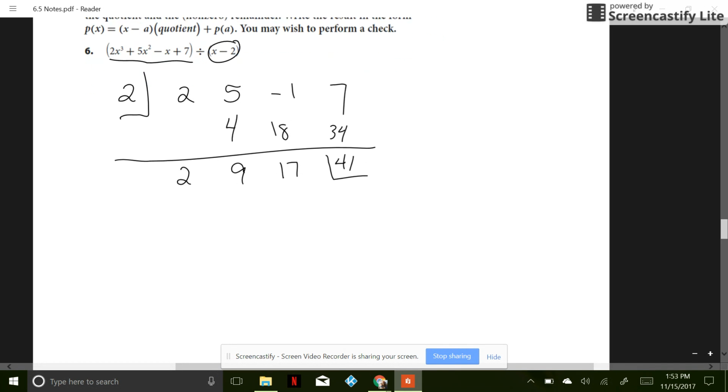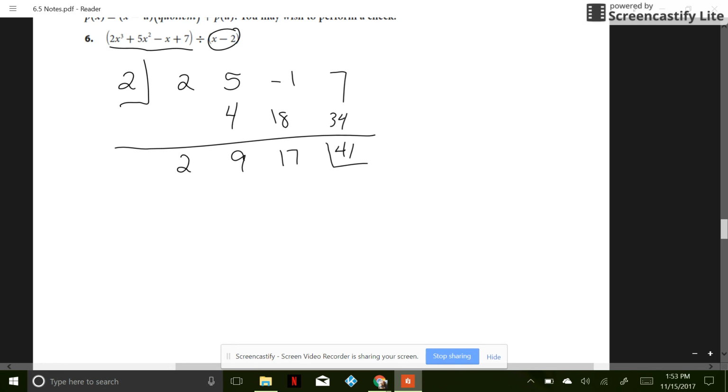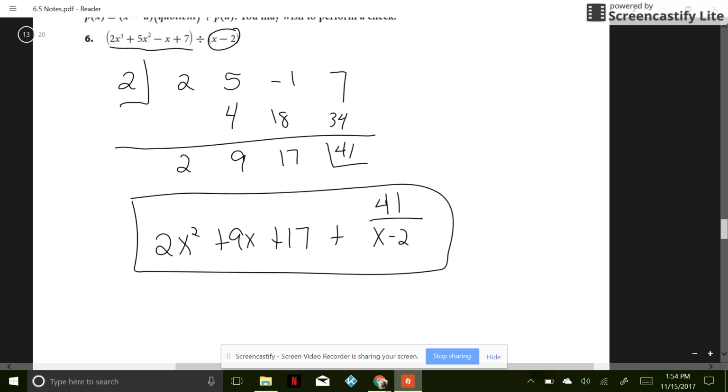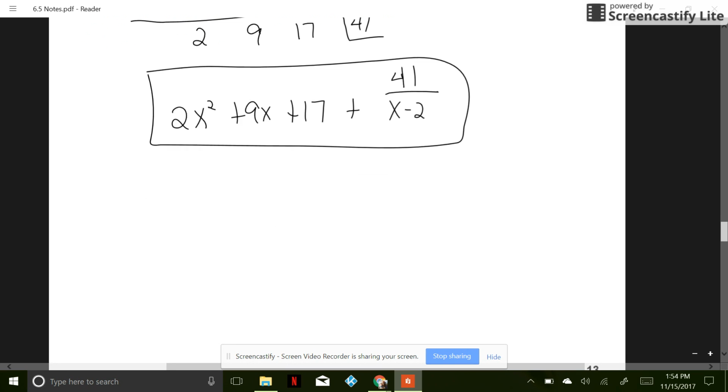That's our remainder term. So again, we look what power we started with was cubed. So that means our answer is going to be starting with squared, 2x squared plus 9x plus 17 plus our remainder 41 over the divisor x minus 2. And that's our solution. So that was much faster than the long division we were doing.